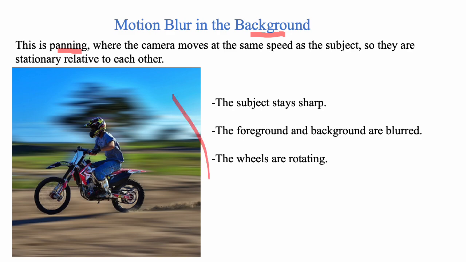We could take this picture, for example, from the passenger seat of a car going the same speed as this cyclist. So the edges of the cyclist are sharp because he's going the same speed as we are. But the foreground and background are very blurry because we're zipping right past them. And the foreground, although you really can't tell here, should be blurrier than the background. The only part of this cyclist that is moving from our perspective are the wheels, which are rotating around.